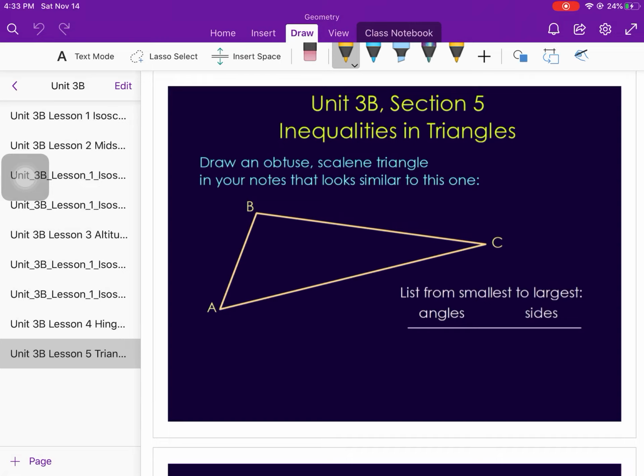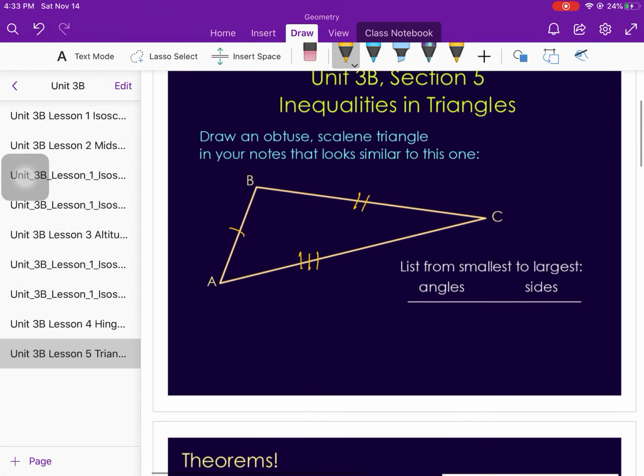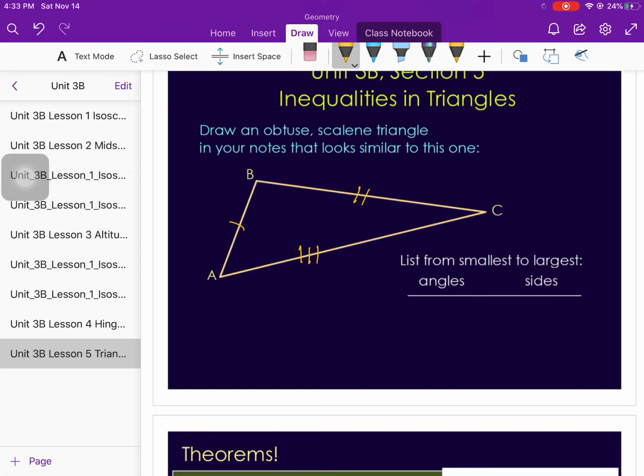Now you don't have to draw this because you already have it. It says draw an obtuse scalene triangle. So one angle has to be greater than 90 degrees. And then scalene means all the sides are different. So if we were to list this out, let's go ahead and just mark 1, 2, 3, just to show that it's 3 different sides.